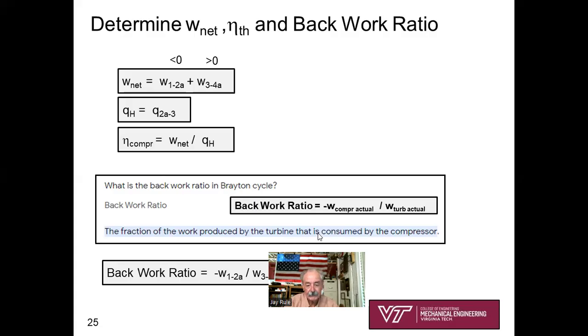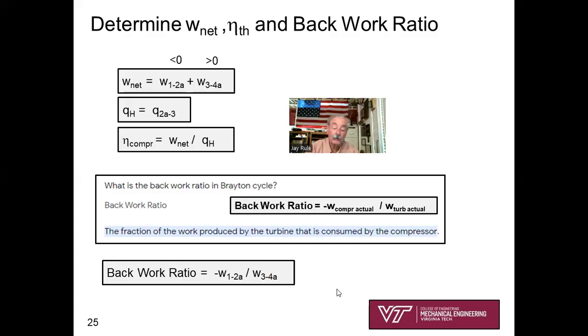Shame on me. Okay. Back work ratio, I have to refresh my memory on that. That's going to be minus work of the compressor actual. Well, it's minus that number divided by work of the turbine actual, that number, W 3 to 4 actual. And I'm done. I've got it. I'm so embarrassed that that should be thermal efficiency, eta TH, not eta compressor. Shame on me for that.